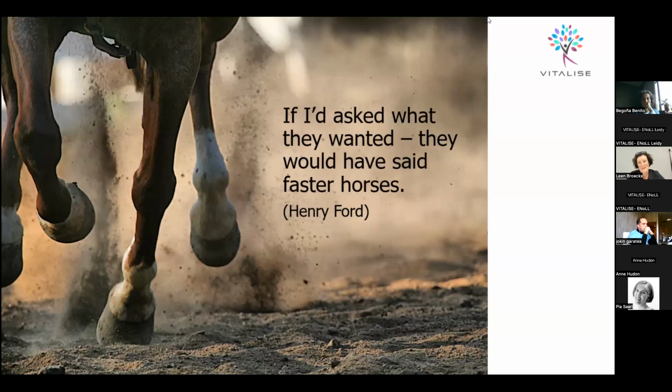This is a quote of Henry Ford: if I'd asked what they wanted, they would have said faster horses. And Henry Ford was the designer of the first car. So it's good that he really explored what people really expected and wanted, because this is the answer you get when you ask people what they need. People think in familiar situations, and besides needs, there are also desires and expectations. So in an innovation or design process, it's really important to discover the real needs of people, citizens, patients, whatever.